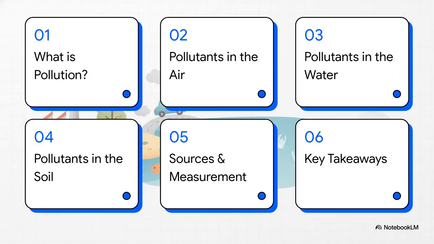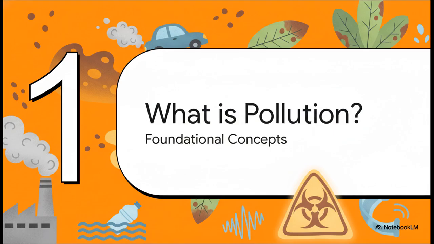All right, let's take a quick look at our game plan. We're going to start with the basic concepts. Then we'll walk through the three main areas: air, water, and soil. After that, we'll see how pollution is measured, and we'll wrap up with the most important things to remember. Okay, let's dive right in.